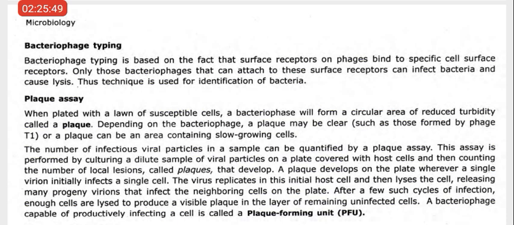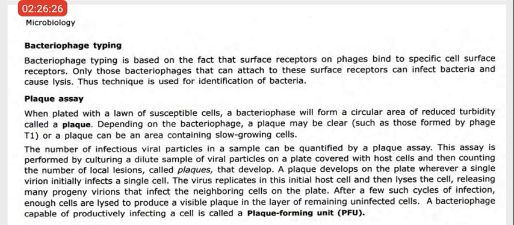This assay is performed by culturing a dilute sample of viral particles on a plate covered with host cells and then counting the number of local lesions called plaques that develop. A plaque develops on the plate wherever a single virion initially infects a single cell. This virus replicates in this initial host cell and then lyses the cell, releasing many progeny virions that infect the neighboring cells on the plate. After a few such cycles of infection, enough cells are lysed to produce a visible plaque on the layer of remaining uninfected cells.